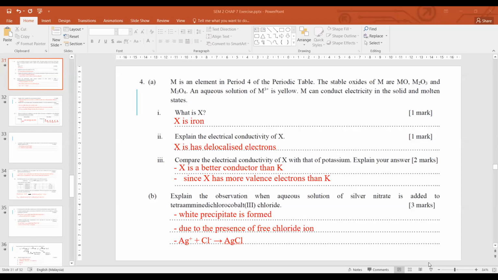So let's continue our lessons from where we stopped previously. Previously we stopped at question number 4, so we are going to continue from there. Let's have a look together at the questions.